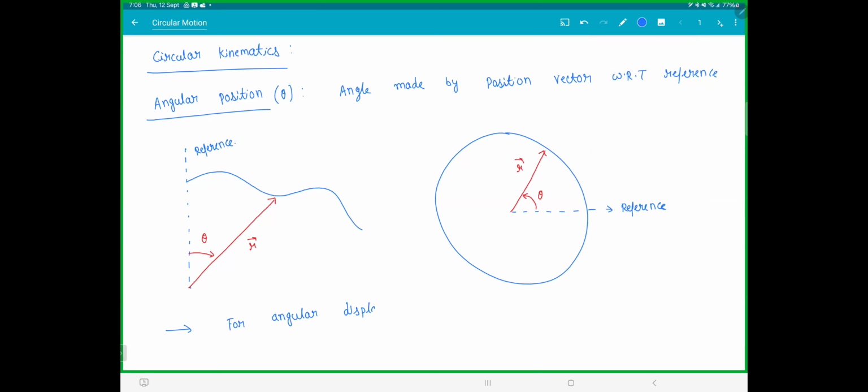That is how we define position. Position is simply XYZ coordinates, isn't it? For angular position, it is an angle with respect to what? A reference. For angular position, magnitude of R bar is not needed. So this is the first thing, angular position. Clear?